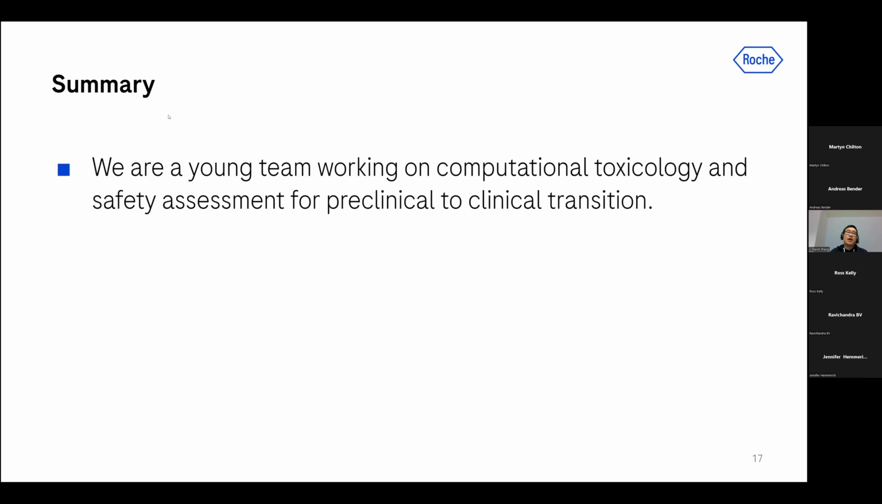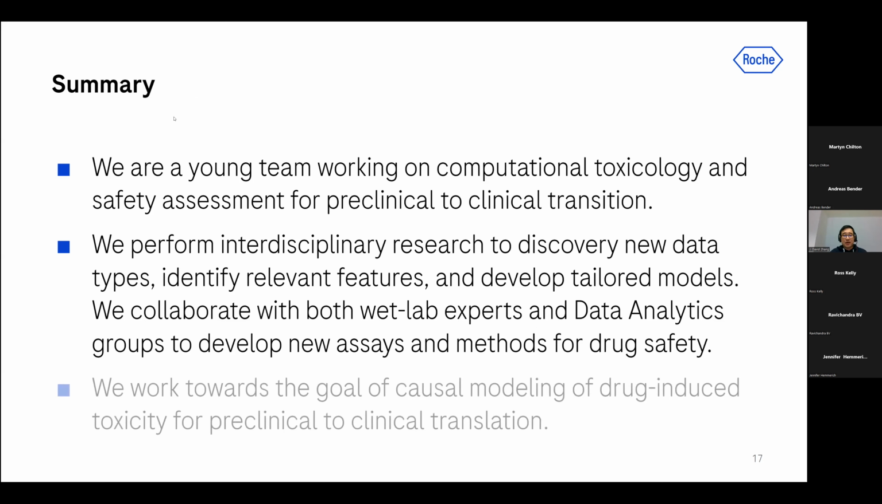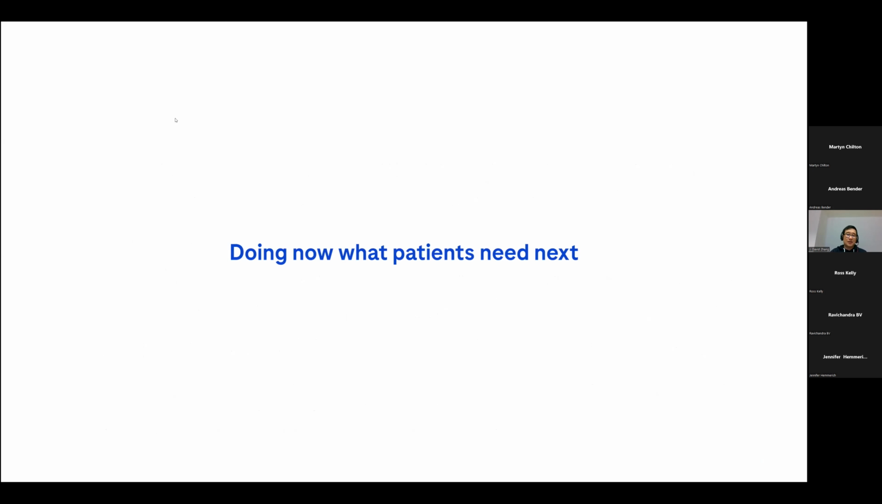To summarize, we are a young team working on computational toxicology and safety assessment for preclinical to clinical transition. We perform interdisciplinary research to discover new data types, identify relevant features, and develop tailored models. We collaborate in that process with both wet lab experts and data analytics groups to develop new assays and methods for drug safety. We work towards the goal of causal modeling of drug-induced toxicity for preclinical to clinical translation.